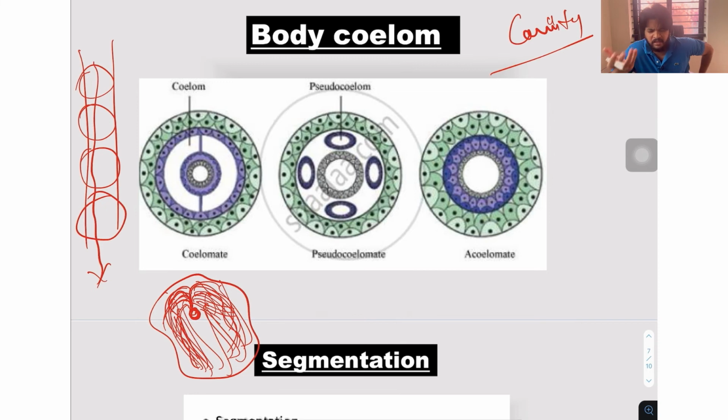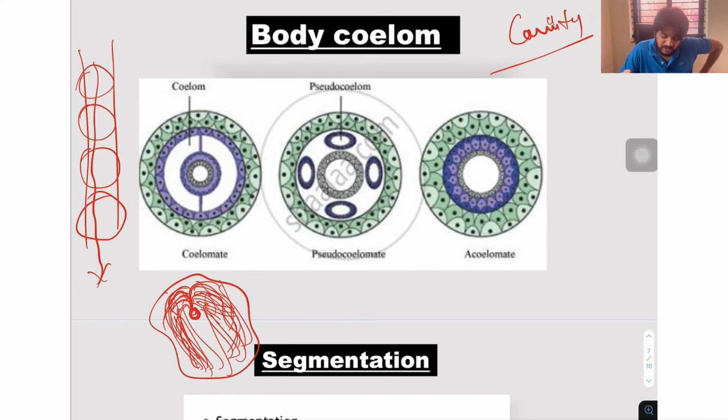Suppose, for example, in the digestive system it is food, in the circulatory system it is blood, anything which can be moved within those cavities. If the cavity is present, such organisms are called coelomic. Some organisms do not have a body cavity; such organisms are called acoelomic or acoelomates.